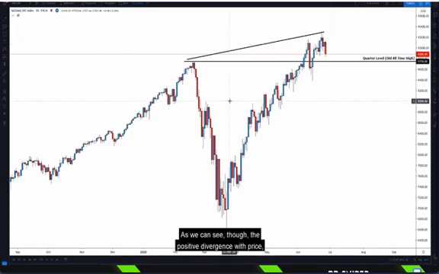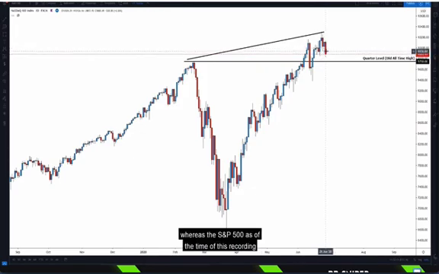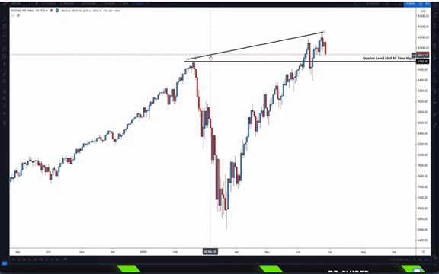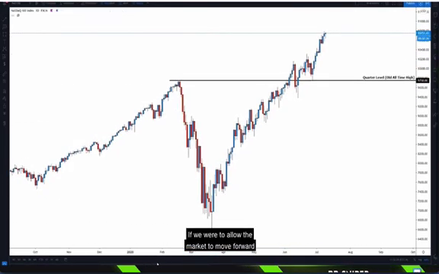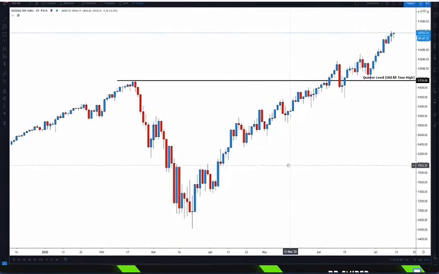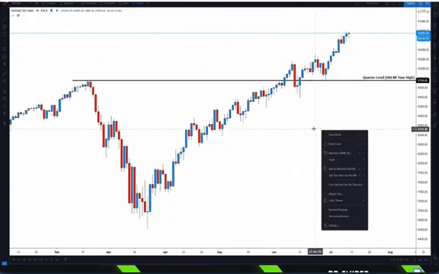As we can see though, the positive divergence with price making a new all-time high, whereas the S&P 500, as of the time of this recording, still has not traded through its old all-time high. If we were to allow the market to move forward to where we are as of this time, look at the significance of the movement that happened.